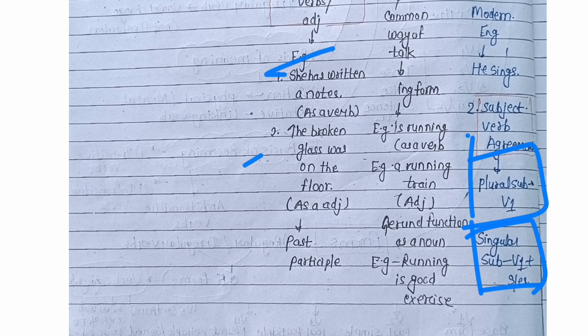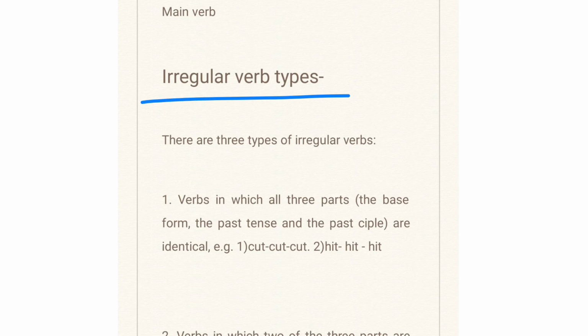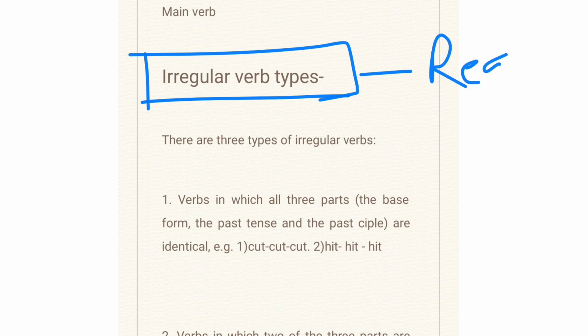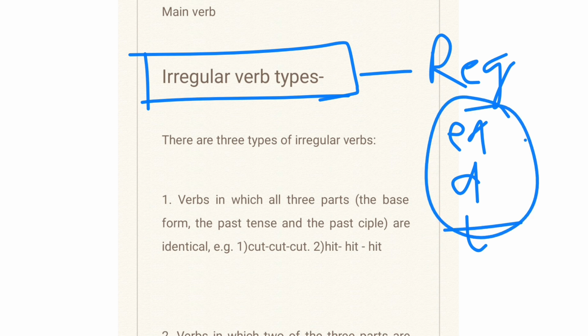So here is the example of all this. You can see it in the pictures. That's all. Now let us do an exercise on all this. I need to tell you one more piece of information related to irregular verbs, which is known as the types. Regular verbs don't have any types because they use the ed, d, and t forms. That's why there are no types.